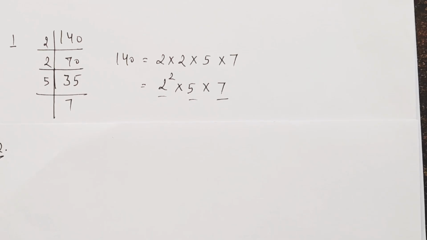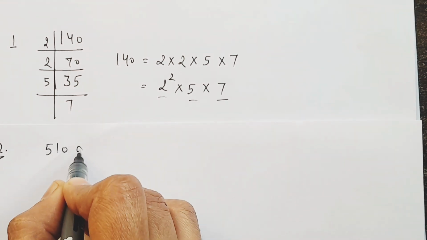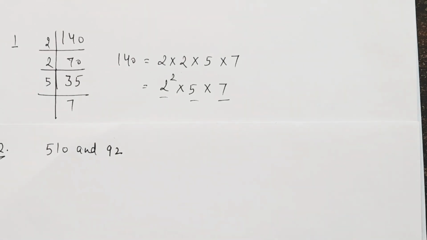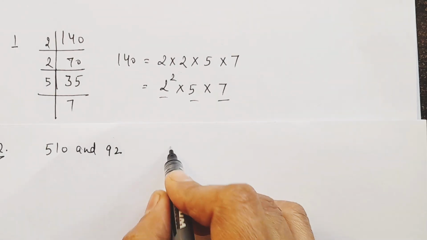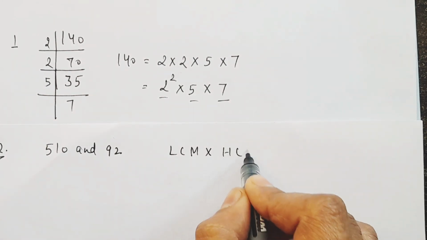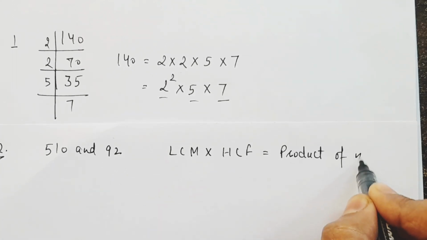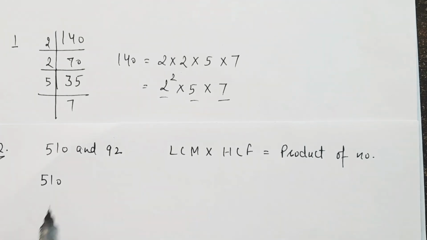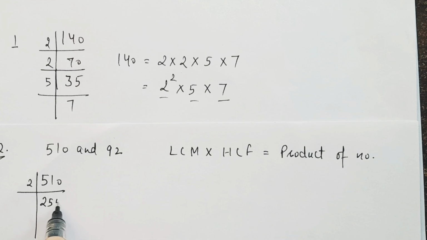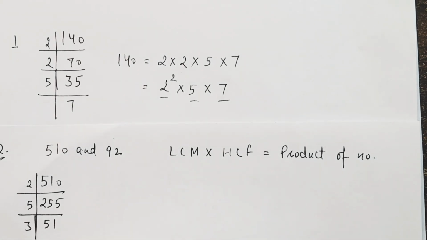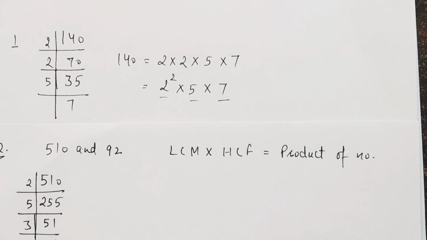Okay, now we will do question number 2 of the NCERT. To find the LCM and HCF of the two numbers, suppose 510 and 92, we will find the HCF and LCM and verify that LCM multiply HCF of the numbers is equal to the product of the numbers. So first we will find the prime factorization of 510. So let's divide by 2. 2 2s are 4, 1, 255 we will get. Now by 5 we will divide. Now by 3 we can divide this. So we got the factorization like this.